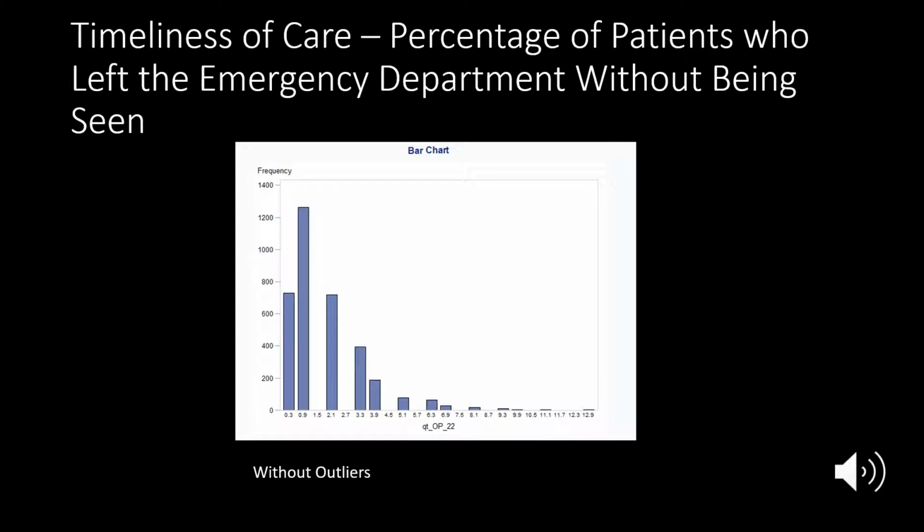On this slide, we included the bar graph for the percentage of patients who left the emergency department without being seen by a physician. There was only 1 bar graph because there were no outliers in the data. So looking at this bar graph, you can see that the chart stops at 12.9.